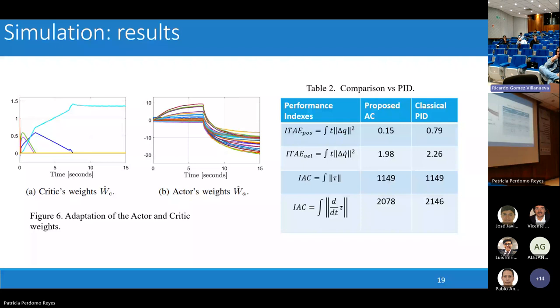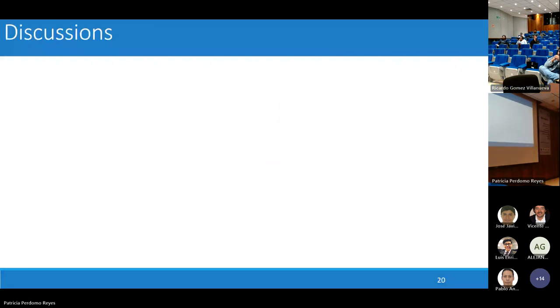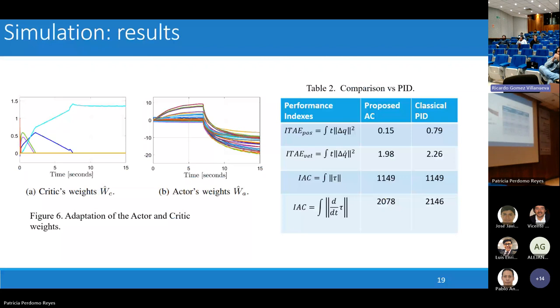We include a comparison with another model-free controller, PID, and we use these metrics. As you can see, the metrics from the proposed scheme are smaller than this, and this means that it has a better performance compared to the classical PID.